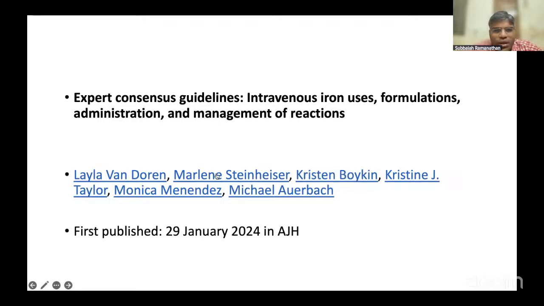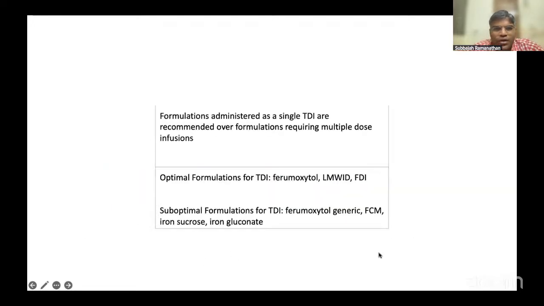Often people encounter a lot of reactions when iron is infused. This was published last year, and I'll quickly go through the salient features described there. In our setup, we commonly use iron sucrose, ferric carboxymaltose, and iron isomaltoside.